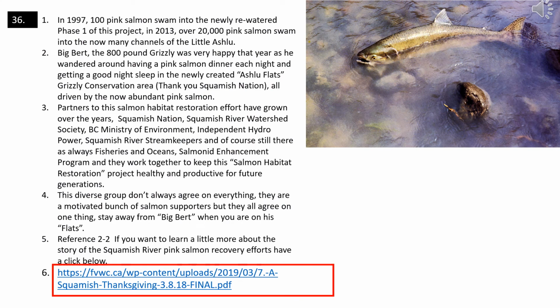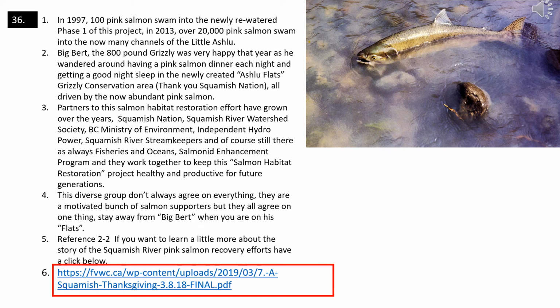So just to summarize, in 1997, when the first flows were put down in a portion of the Little Ashlew Side Channel Complex, a stream assessment was done. Around 100 pink salmon were counted spawning in this area. In 2013, the year of a really good pink salmon return to the watershed, something over 20,000 pink salmon were swimming and spawning in the now channels of the Little Ashlew. And there would be an additional probably 20,000 pink salmon in the Ashlew itself.